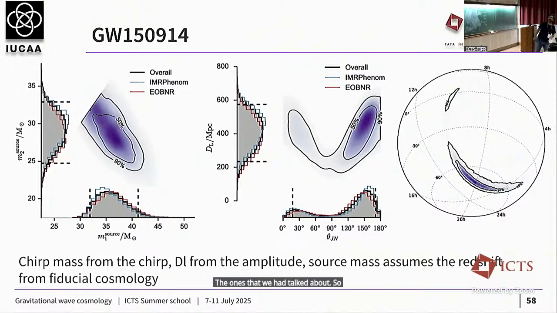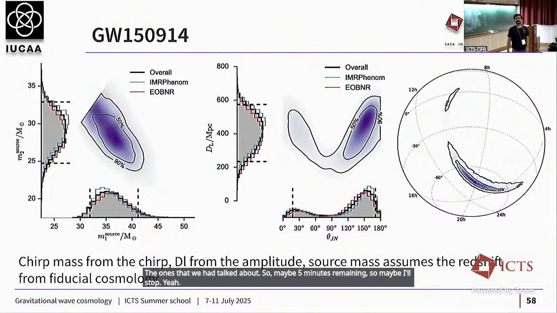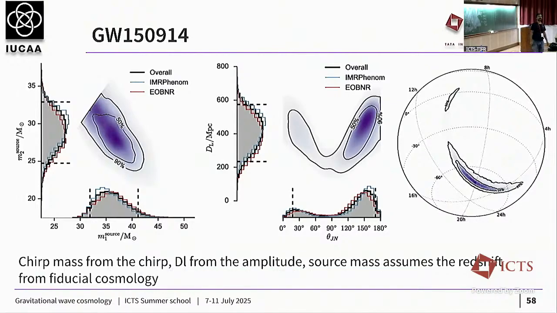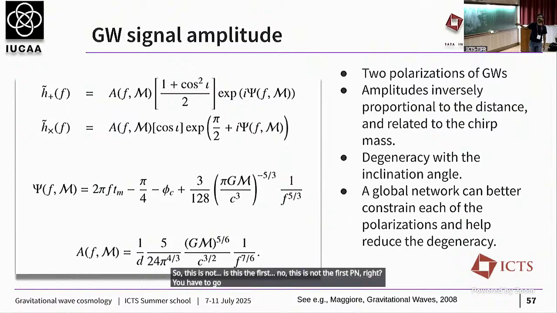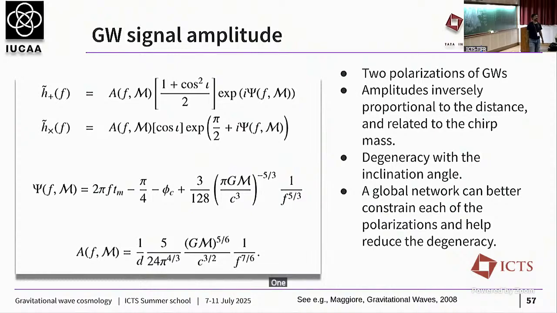So maybe 5 minutes remaining, so maybe I'll stop. Yeah. Even if you just take the first correction, difference of mass, you can break the exact detail. Yeah. It will be highly correlated, but... Yeah. So is this the first PN? No, this is not the first PN, right? You have to go a little bit beyond, I think. One more beyond. Right.